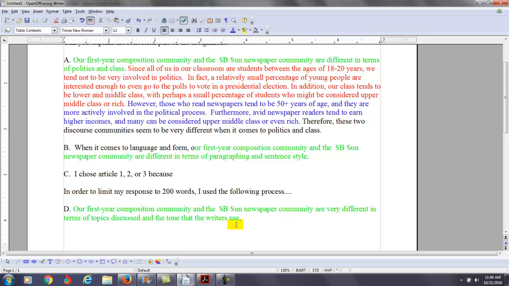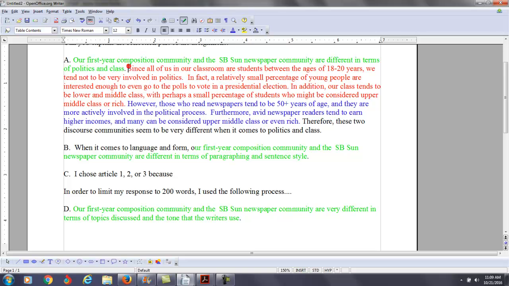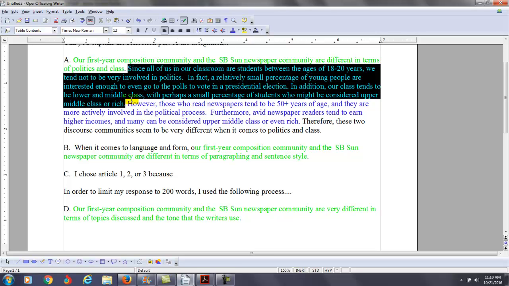So can you imagine that this paragraph is going to follow exactly the same structure as this one, except when you're talking about this idea here about the first year composition community, you will be talking about the kinds of topics, and you can focus maybe on the textbook here. That'll be a pretty good comparison. So you're comparing the articles that you read in the textbook with the articles that are published in the San Bernardino Sun newspaper. So that's what you do in the first part of the paragraph, is talk about the kinds of topics that you see in our textbook, right?